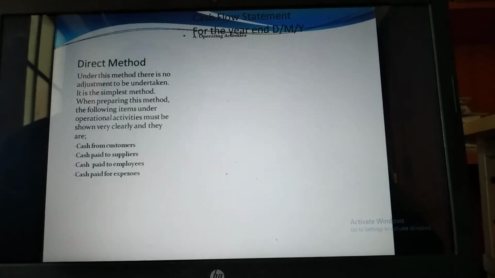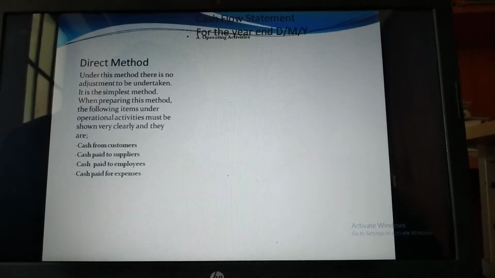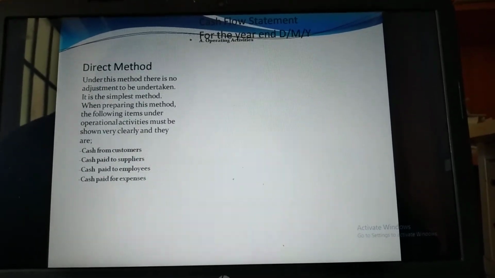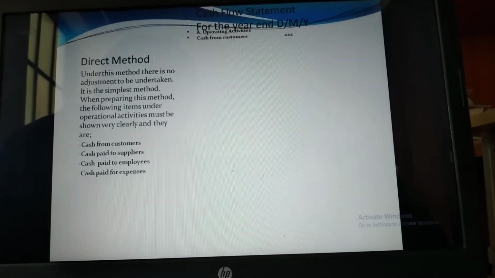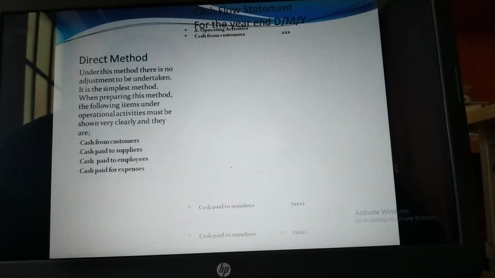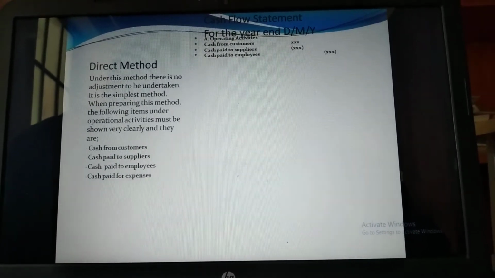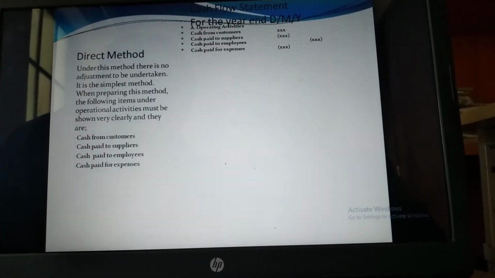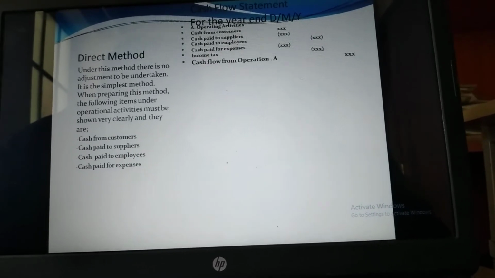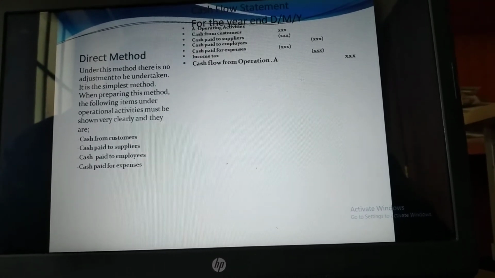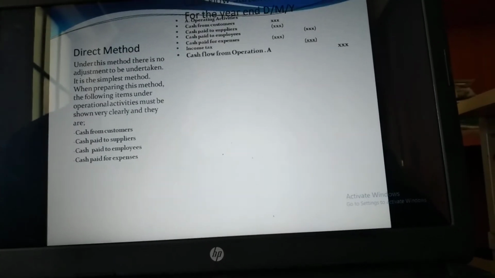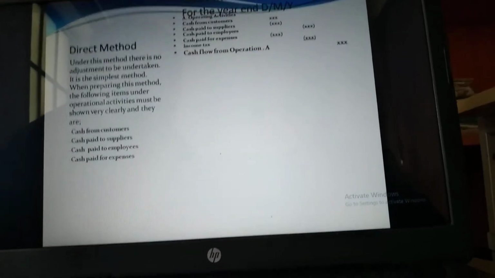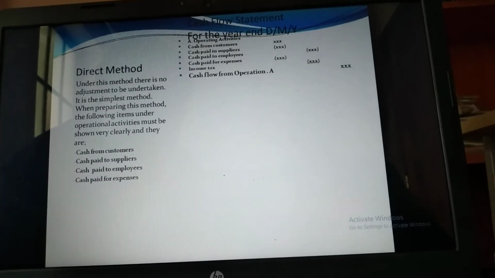We have cash flow statement for the year ended, date, month, year. The first item is operation activities, which we are calling A. Cash from customers, cash paid to suppliers, cash paid to employees, cash paid for expenses. When you total, you get income. Then cash from operation activities. So when you less income tax, you get cash flow from operation activities.